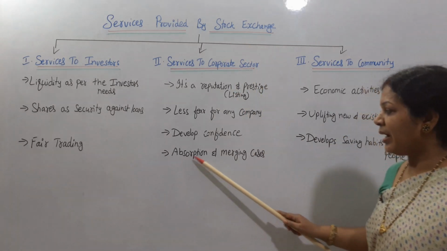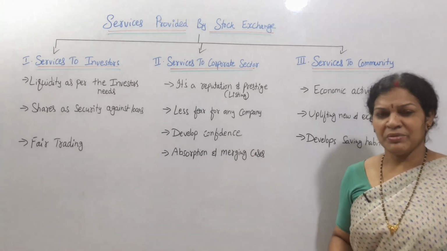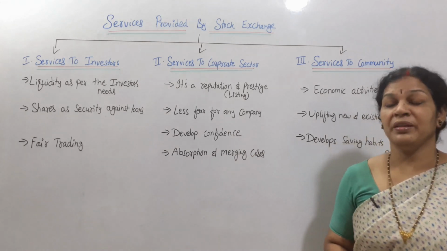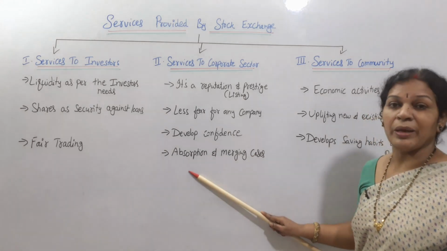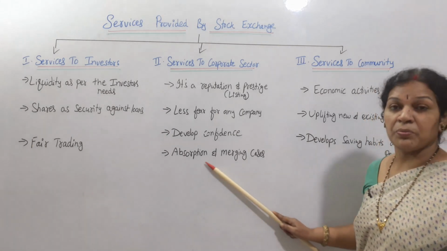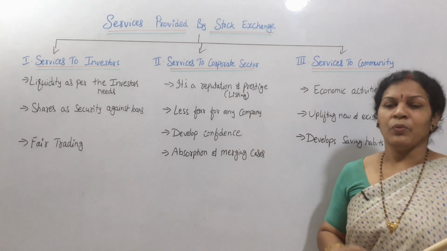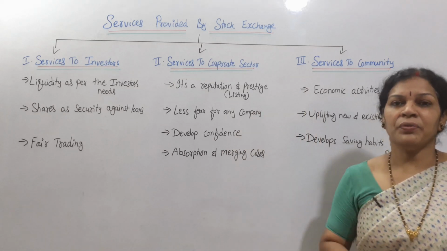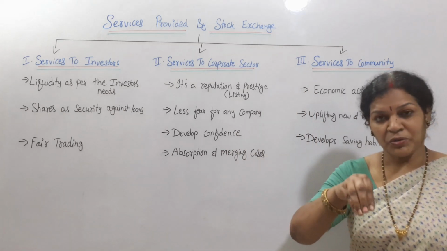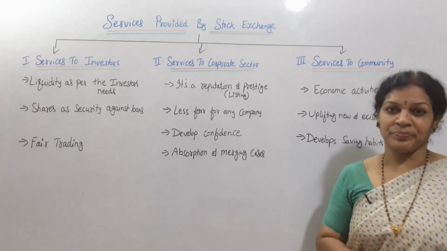And lastly, absorption and merging cases. Sometimes a company is not working well or doesn't want to continue. In such cases, you can go for absorption or merging. Absorption or merging cases are very easy where the company is in the list of the stock exchange, because when a company is in the list, you can find out the value of that company easily.